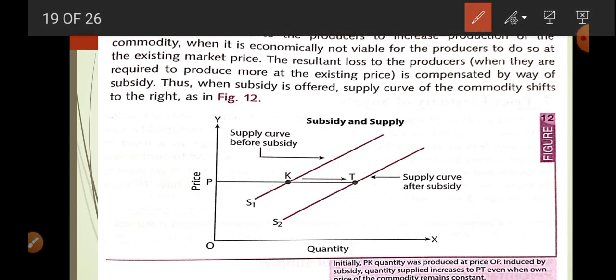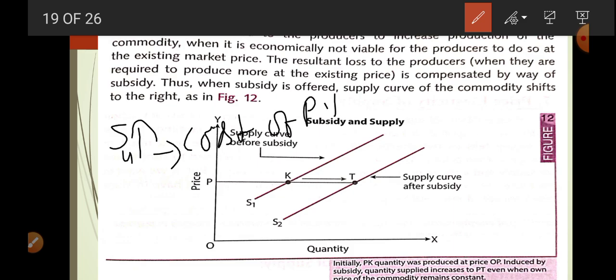Okay. Now subsidy and the supply curve. Subsidy means the government is going to help the producers. If a subsidy is provided, the cost of production is going to be less. When production cost is less, supply is going to be more. Here you can see the production is K. When the government started to provide subsidy, it increases to T. So there is a rightward shift.